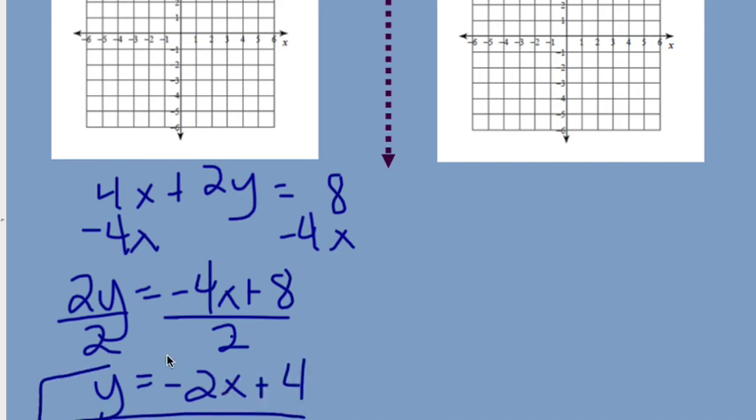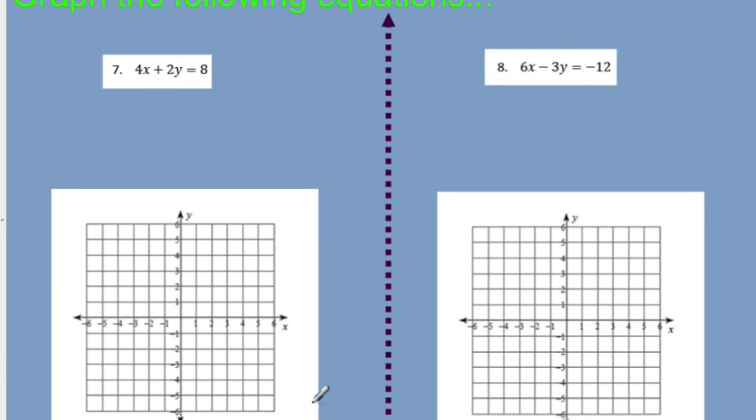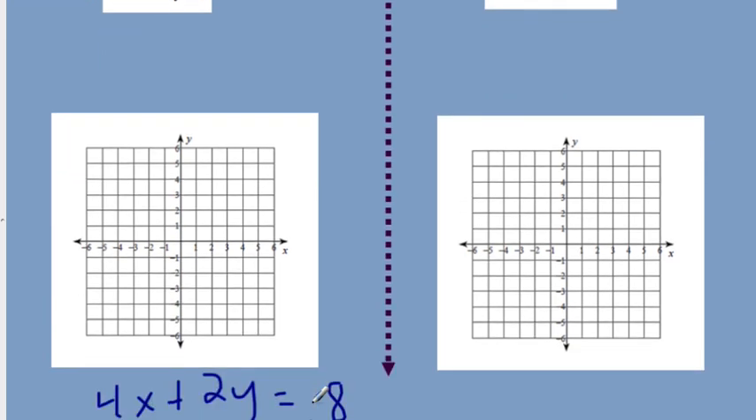So now here is the line I'm going to be graphing. Y is equal to negative 2x plus 4. So we've been working with this long enough to know that we're crossing the y-axis at 4. And then my slope was negative 2. Now remember that negative 2 is the same as negative 2 over 1. So I'm going down 2 and over 1. Once I have two points, I can connect them to make a straight line.